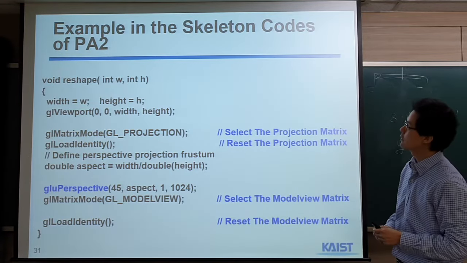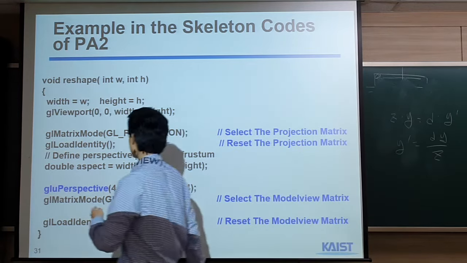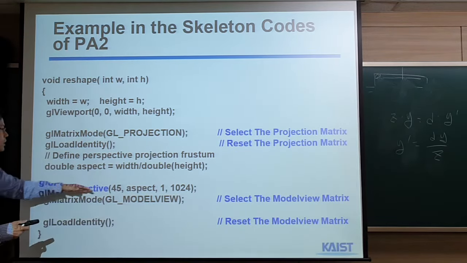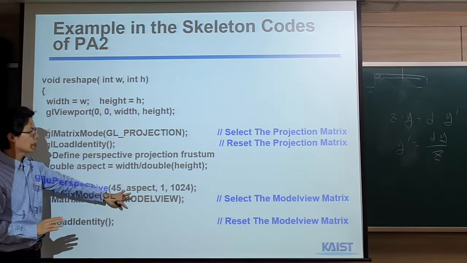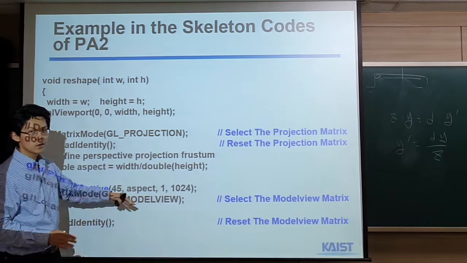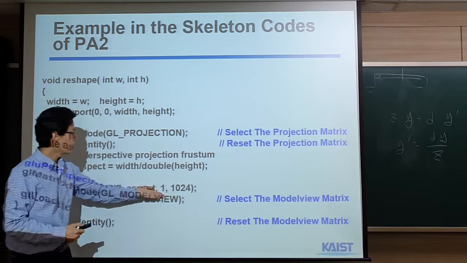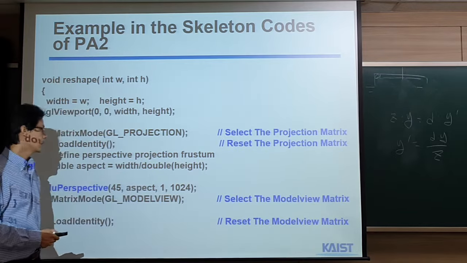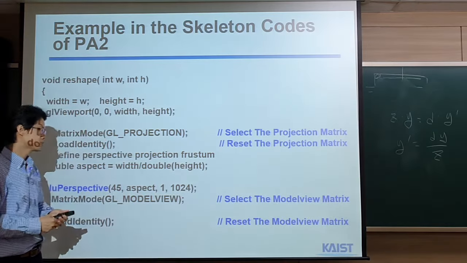So also, if you look at the skeleton code of the PA2, we actually use gluPerspective. The field of view is 45 degrees. I don't remember the aspect ratio, but you can just assume the aspect ratio is 1, the same width and height ratio, and then the near and far, right? And then you can see what kind of view volume you can have, right?